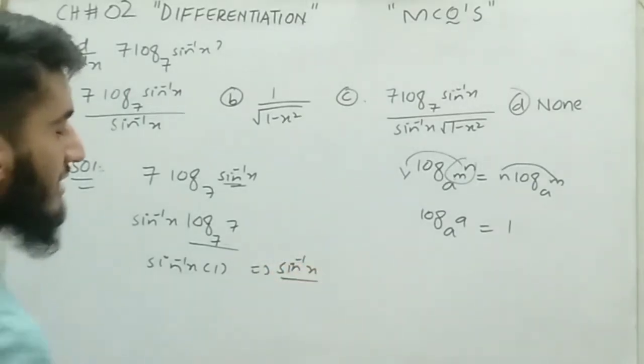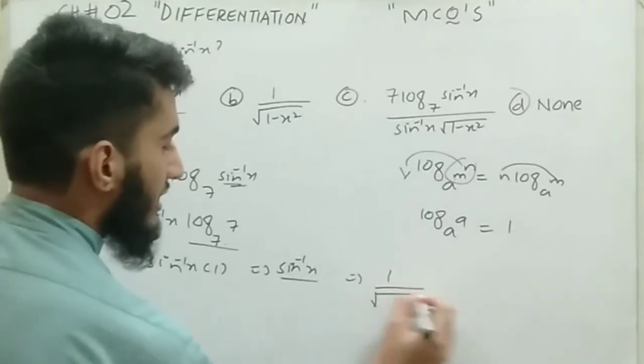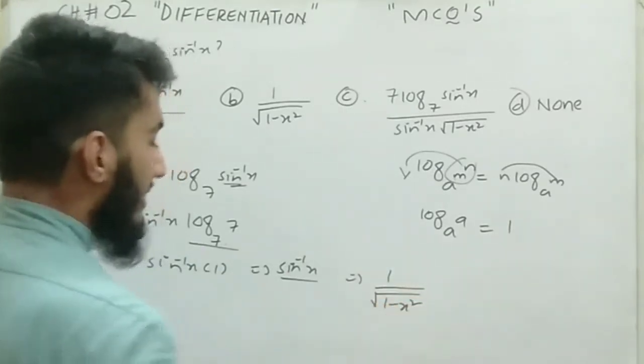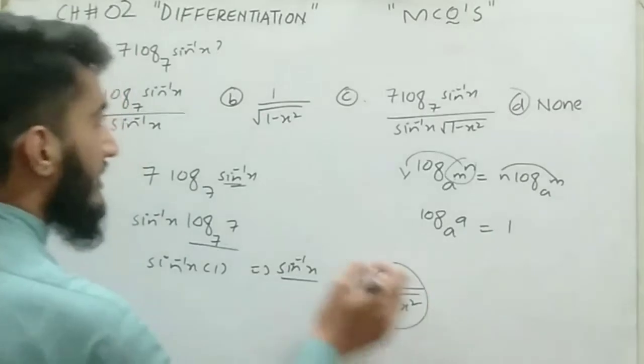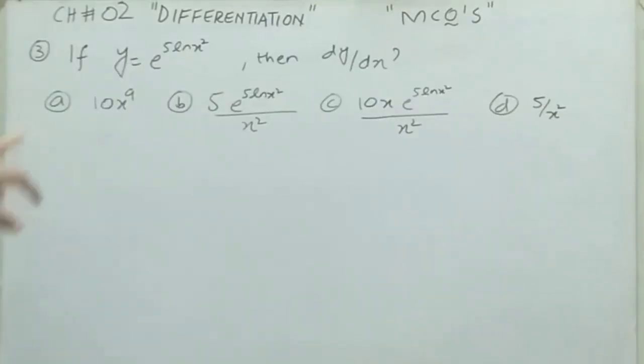Now if we differentiate sine inverse x, remember that the derivative of sine inverse x is always equal to 1 over the square root of 1 minus x square. So this is the required result. So the correct option will be option B in this case. Now move to MCQ number 3.